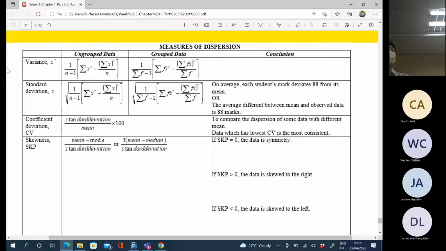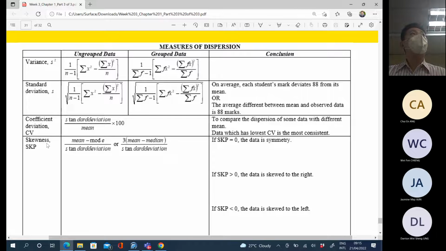Okay. Another issue is sometimes the question may not give you the standard deviation. Sometimes the question does not have standard deviation. Then what can we do? You still can identify the SKP. You still can. Why? Because the standard deviation value is always positive. We know that it's always positive. Okay, we assume that it's always positive. So even though we don't have the figure, we still can identify the skewness.